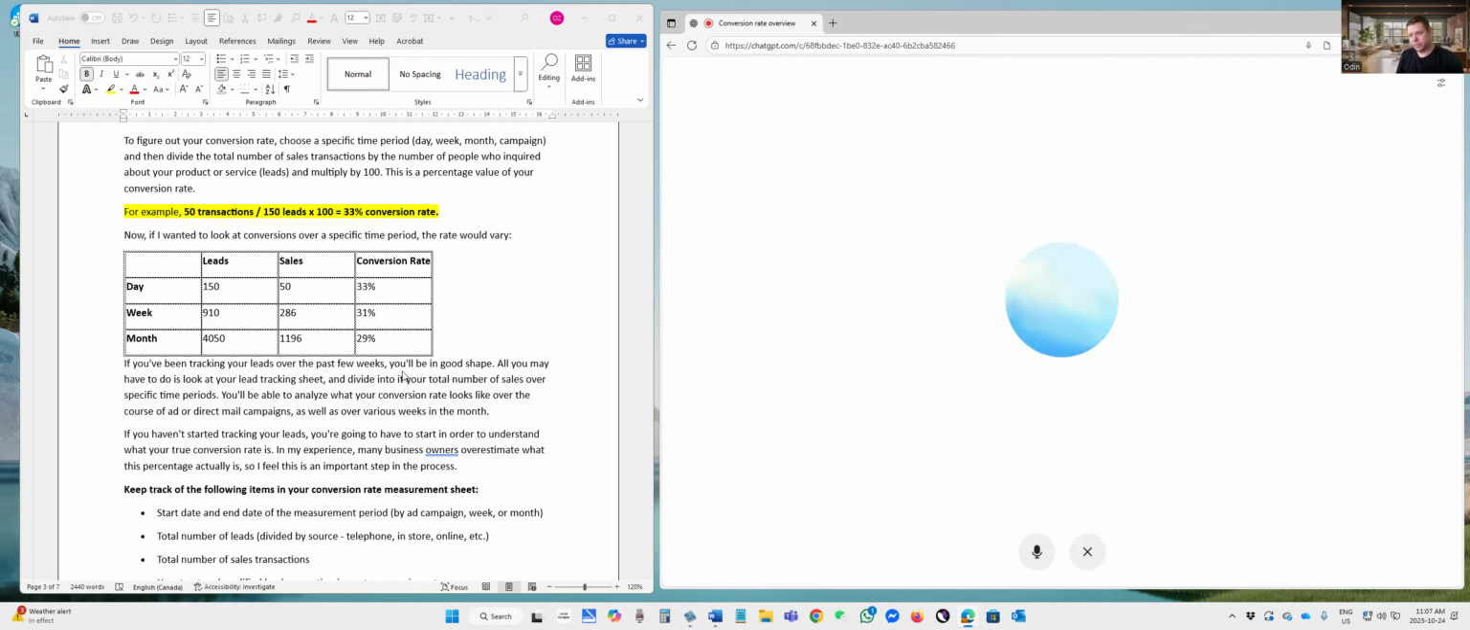If you've been tracking your leads over the past few months, you'll be in good shape. All you may need to do is look at your lead tracking sheet and divide your total number of sales over specific time periods. Analyze what your conversion rate looks like over the course of ad or direct mail campaigns, as well as over various weeks in the month. If you haven't started tracking your leads, you're going to have to start in order to understand what your true conversion rate is. In my experience, many business owners overestimate what this percentage actually is, so I feel this is an important step in the process.